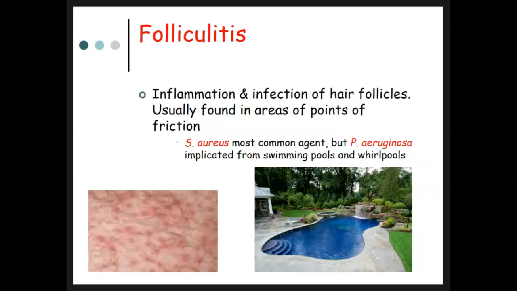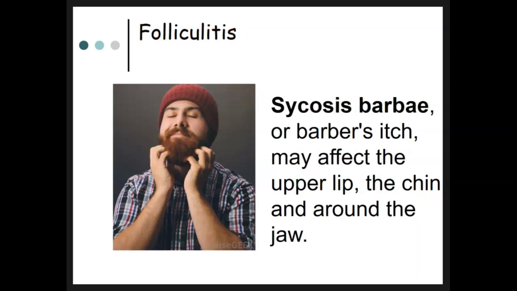Folliculitis is inflammation and infection of the hair follicles, usually found in areas or points of friction. Staph aureus is the most common agent, but Pseudomonas aeruginosa has been implicated in swimming pools and whirlpools. Don't you just want to go for a swim now after learning about pathogenic microbiology?